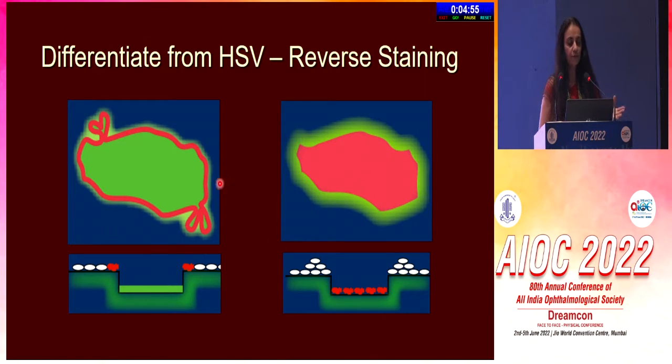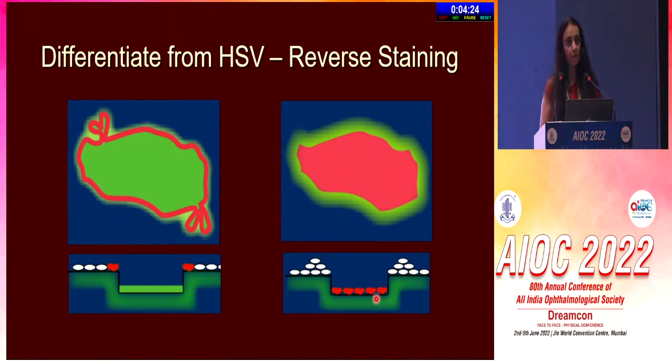So looking at what happens with HSV, you all know the staining pattern: rose Bengal stains the dead cells around the edges, and fluorescein stains the epithelial defect in the center. In a neurotrophic ulcer, you have an irritated, inflamed base, so epithelial cells are being produced by your limbal stem cells. They come up to the edge of the ulcer, but they cannot heal across it, which is why you get these really thick gray edges. And then you have dead, dying cells in the center that cannot survive because of all the inflammation.